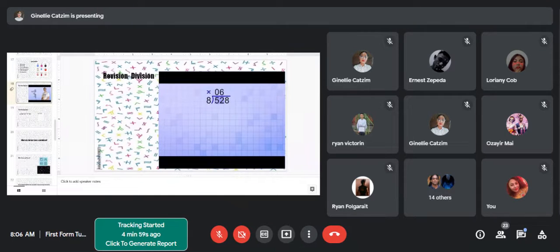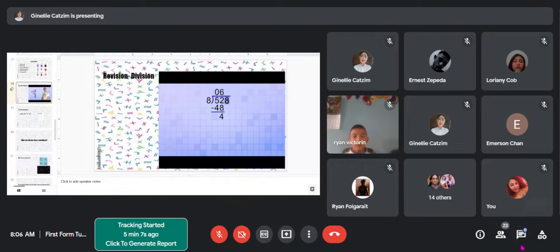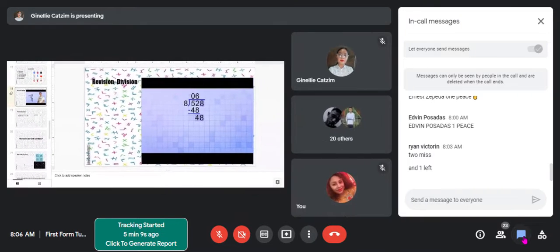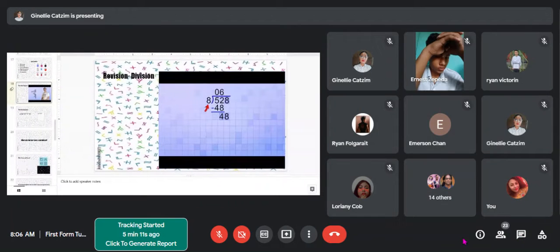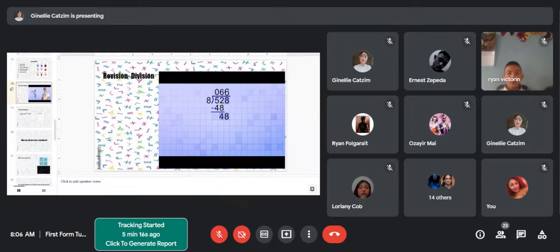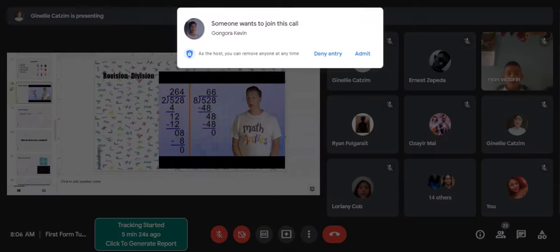So 6 times 8 equals 48, and then 52 minus 48 gives us a remainder of 4. Now we only have one digit left to divide, so we bring down a copy of it to combine with the remainder and ask how many 8s will make 48. We know the answer to that is 6 also. 6 times 8 is 48, which leaves no remainder. There, our answer is 66. Did you notice the difference between these two problems?